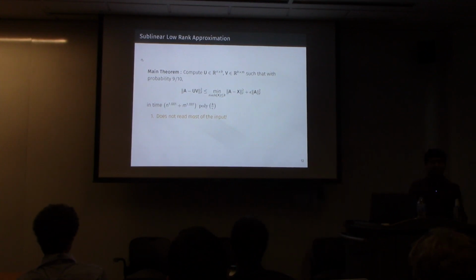And the thing to observe here is that we do not read most of the input. The input is n times m. And we can still output a good low-rank approximation for it.